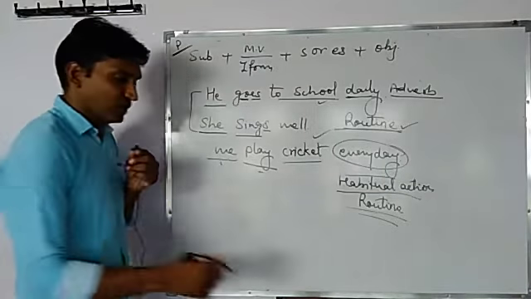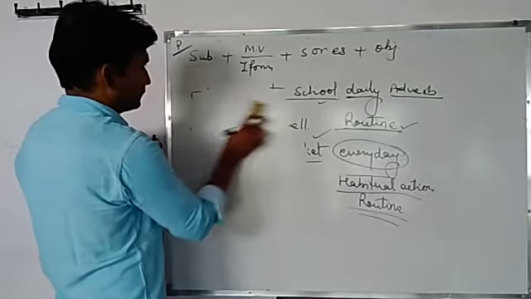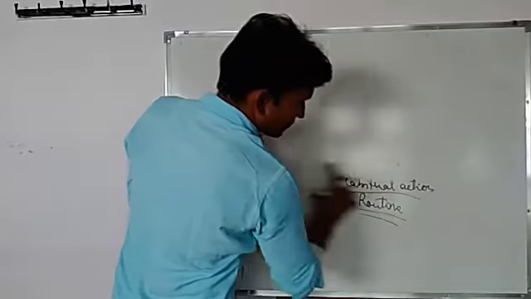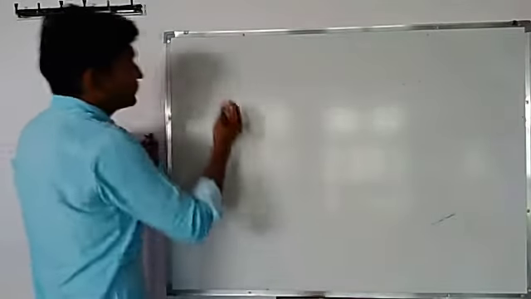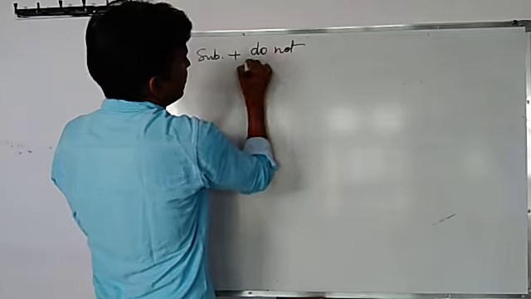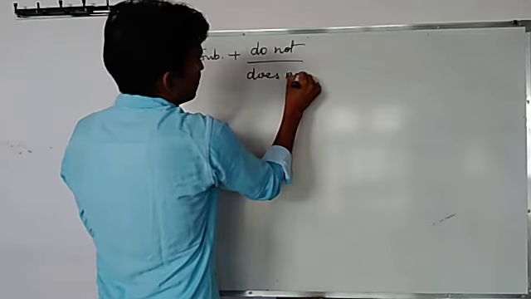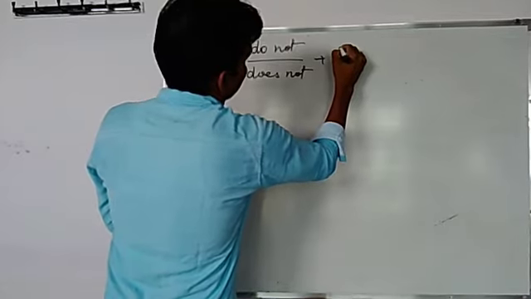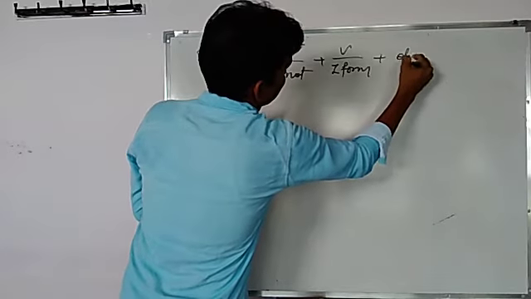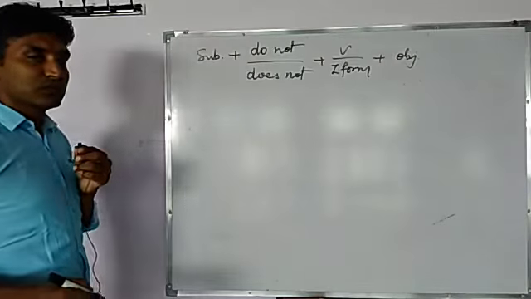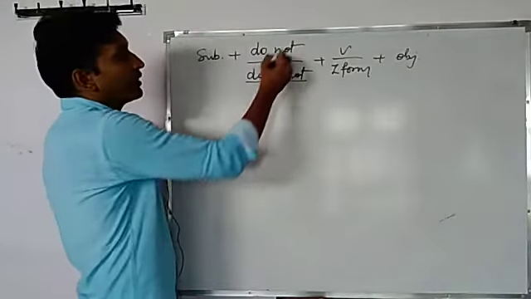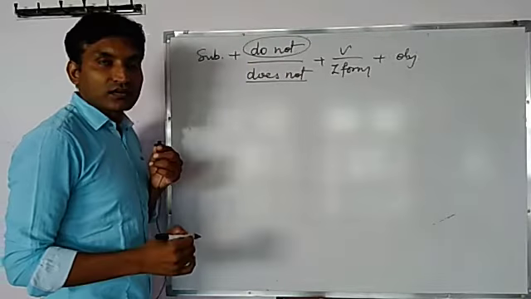Is it clear? Okay. Now we come to the negative sentence. Look, negative sentences are easier than positive. How? Subject plus do not or does not plus first form and object. If the subject is singular, we place does not. If the subject is plural, do not will be written with that. How?